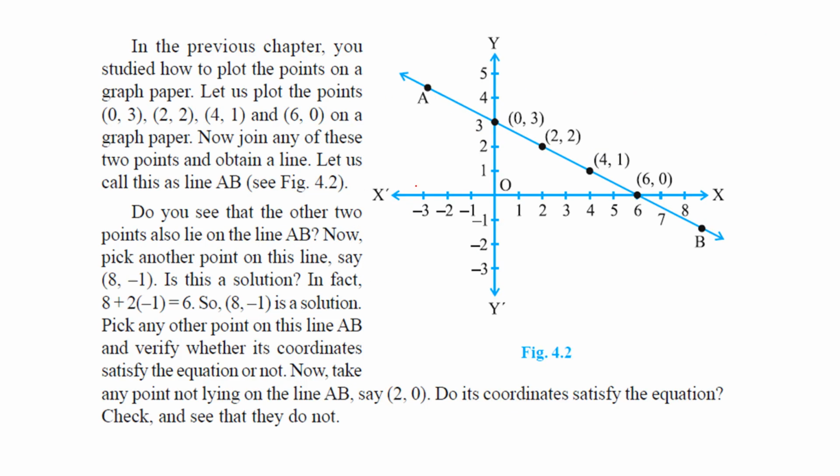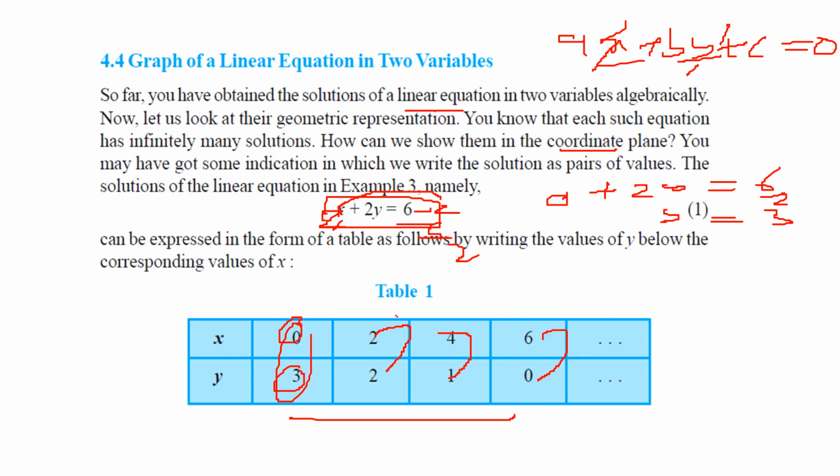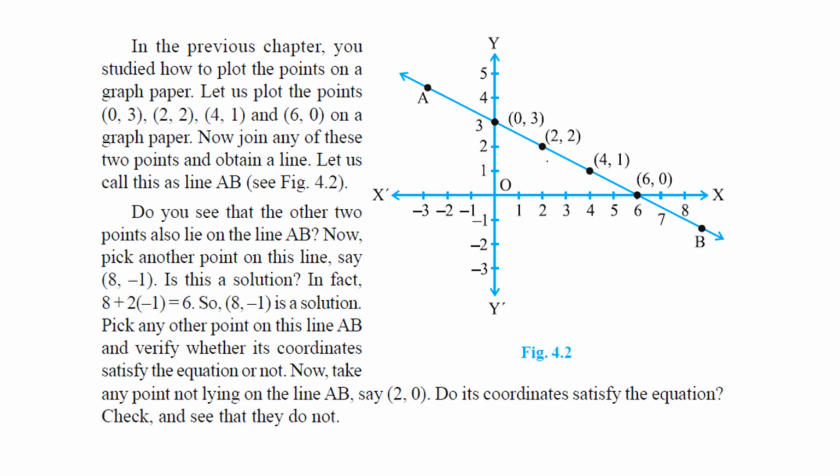Now put these points on the coordinate axis, on the Cartesian plane. See, these are all my values. So x is 0, y is 3, x is 2, y is 2, x is 4, y is 1, x is 6, y is 0. So take x equal to 6 and y equal to 0.